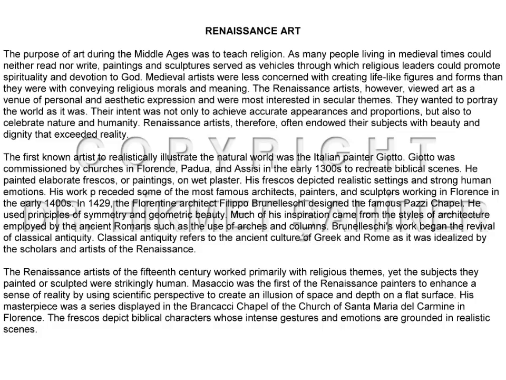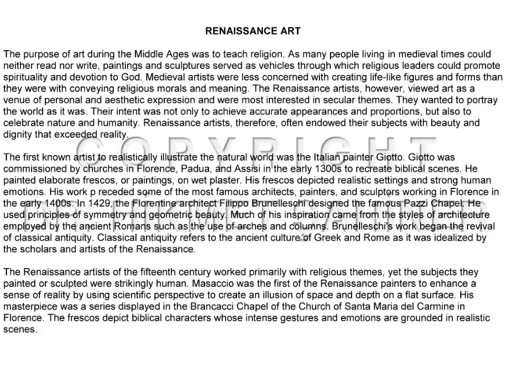The first known artist to realistically illustrate the natural world was the Italian painter Giotto. Giotto was commissioned by churches in Florence, Padua, and Assisi in the early 1300s to recreate biblical scenes. He painted elaborate frescoes, or paintings, on wet plaster. His frescoes depicted realistic settings and strong human emotions. His work preceded some of the most famous architects, painters, and sculptors working in Florence in the early 1400s.